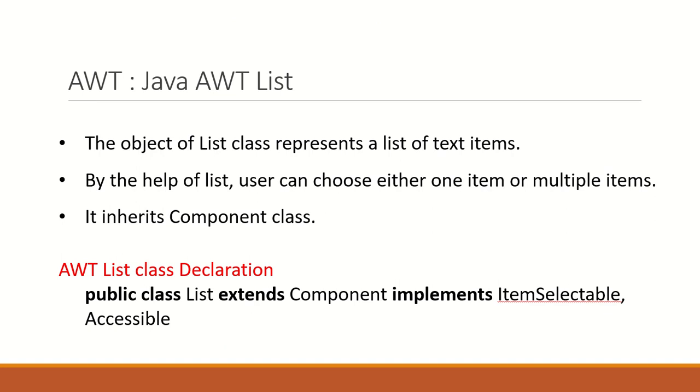As you can see in the class declaration, it is going to extend from the Component class and it is going to implement two interfaces. One is ItemSelectable and the other one is Accessible. So why is it called the ItemSelectable interface? Because a list is a combination of multiple items, and when you deal with a list you will be dealing with each of its individual items. So that is why you use the ItemSelectable interface.